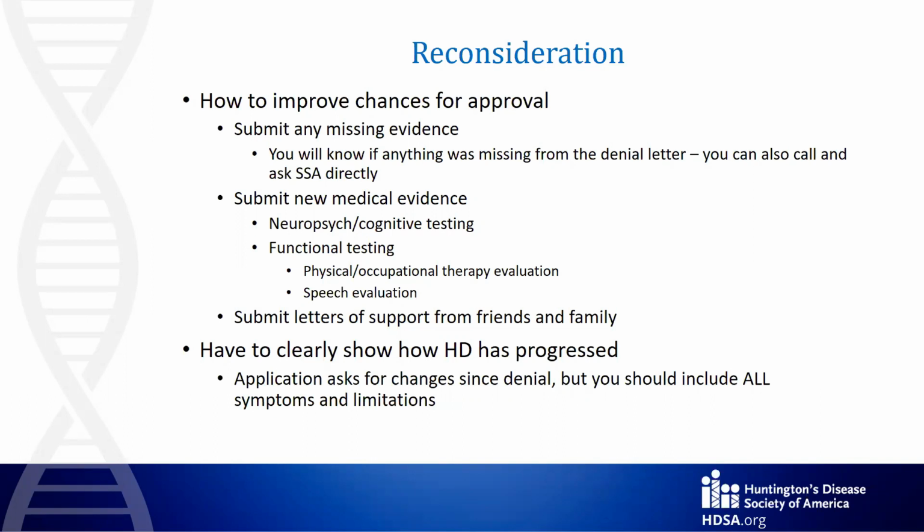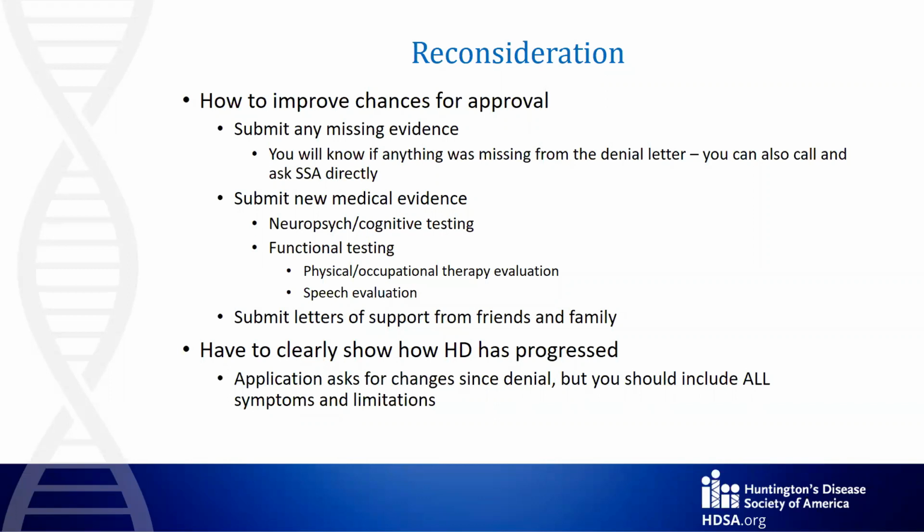But to give yourself the best chance for getting an approval at this process, because it is definitely possible, you want to make sure if there's any evidence missing from your initial application, and that would be included in your denial letter, you need to submit the missing evidence. You also need to submit any new medical evidence. So let's say you get neuropsych testing done or some kind of cognitive testing that shows a clear progression in your HD or shows that something was missing in your initial application. That is really strong evidence that could really help you get approved at the reconsideration level.